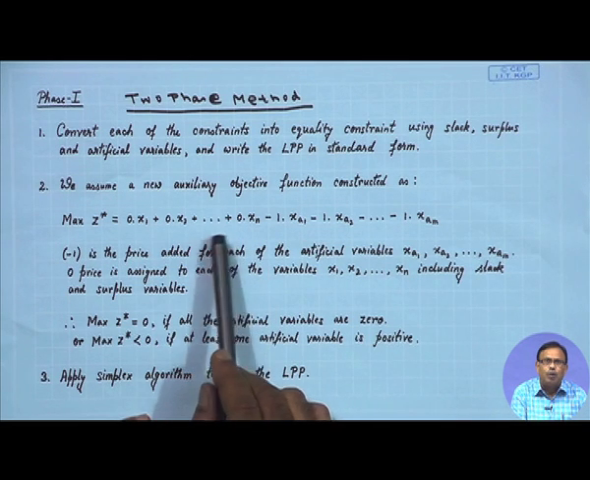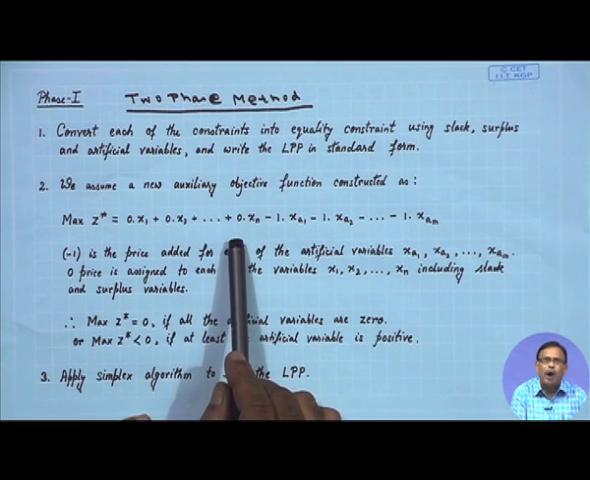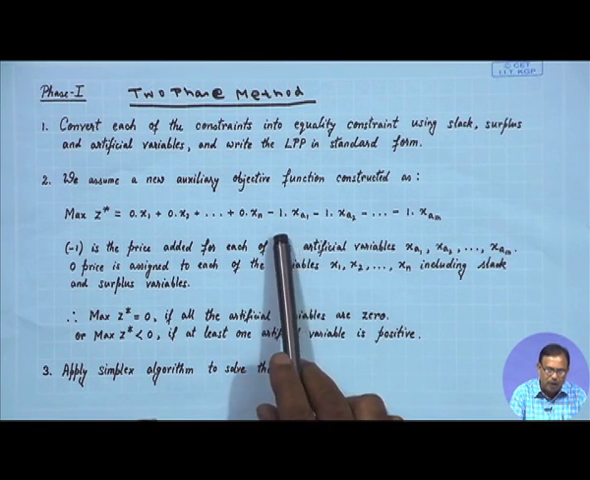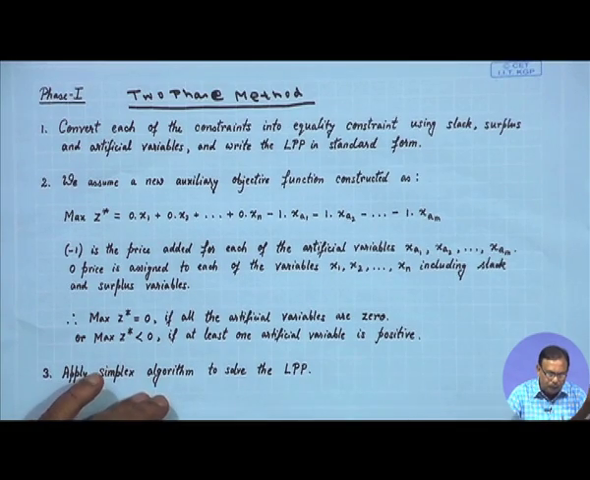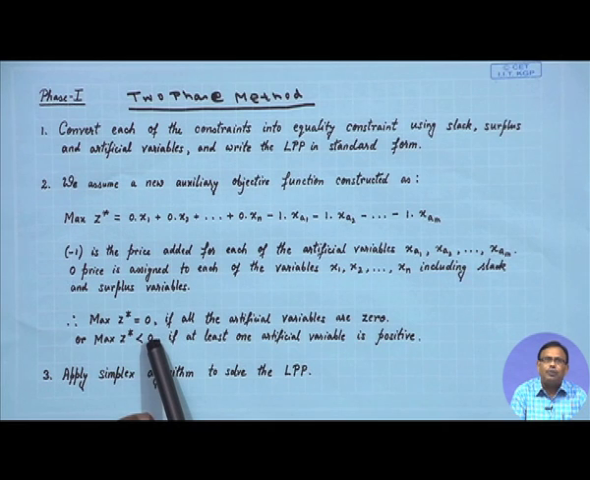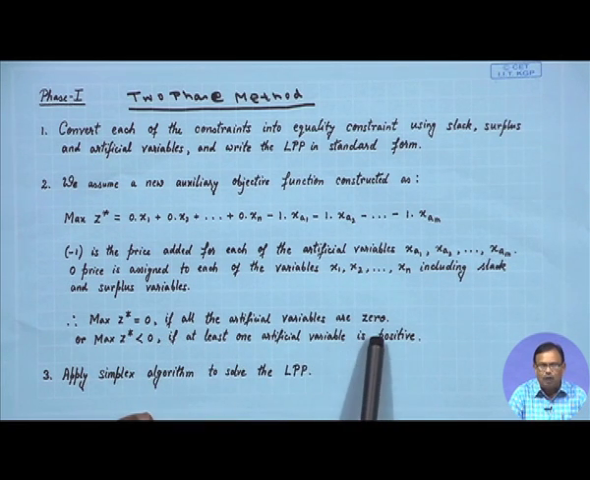So, the new objective function we have created, where all the variables except the artificial variables we are assigning a coefficient of 0, whereas for artificial variables we are assigning the value of minus 1. So, the maximum value of z star, if you see, will be 0 whenever the value of all artificial variables is 0, which is actually what we want: to make all artificial variables 0.